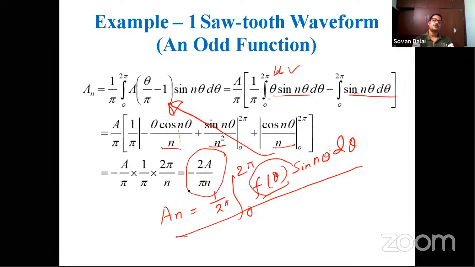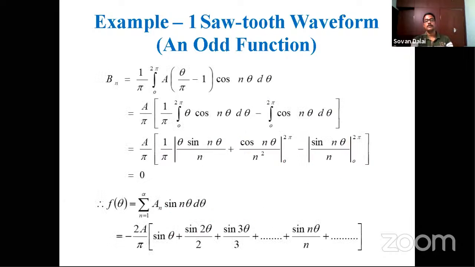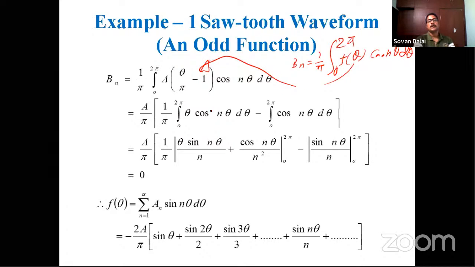So this is the formula. Also, if you remember, for an odd function the an value is a non-zero value. According to that concept, we also got that an is equal to minus 2a by pi n. But from the general concept, what is the bn value? The bn value is equal to 0. But mathematically you have to find that out. What is the general formula of bn? You have to write this formula frequently, otherwise it is very difficult to remember: 0 to 2 pi f theta cos n theta d theta. Here we replace the f theta value, and after integrating and putting in the limits, ultimately you get that the bn value is 0.